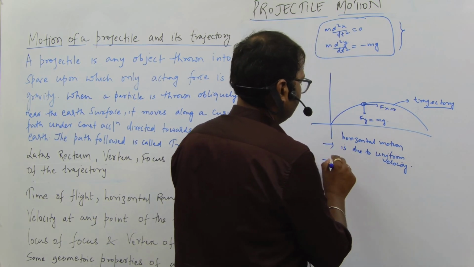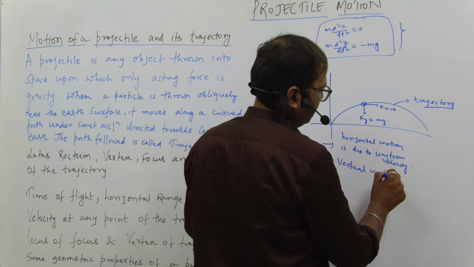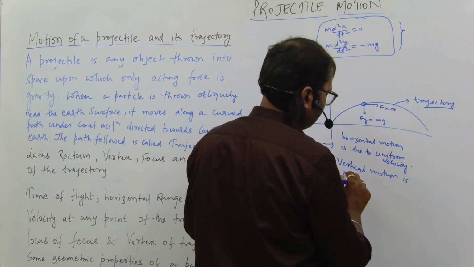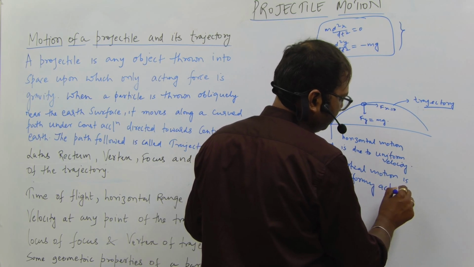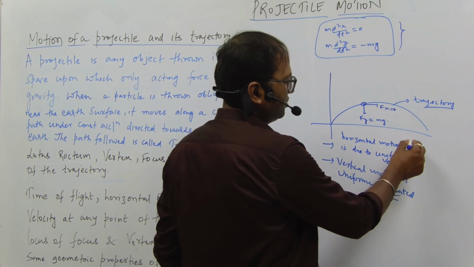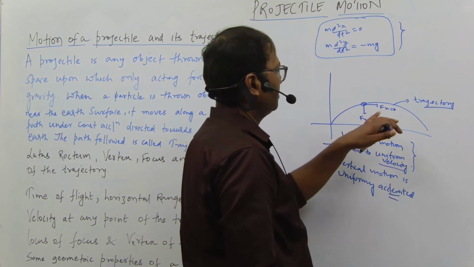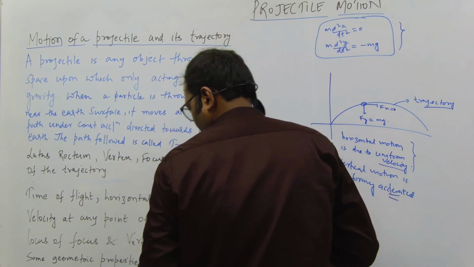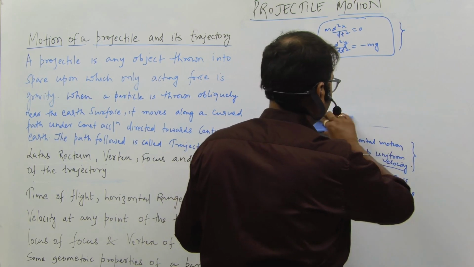And the vertical motion is uniformly accelerated. Because there is no change in the velocity in the horizontal direction, the velocity is uniform. The velocity is constant in the x direction at all the points. Let us take a few points and understand this in detail.